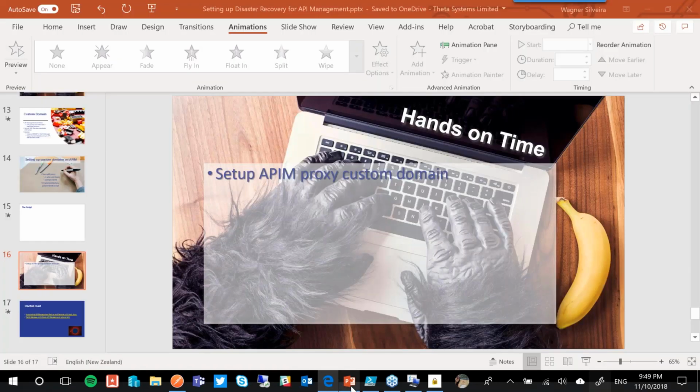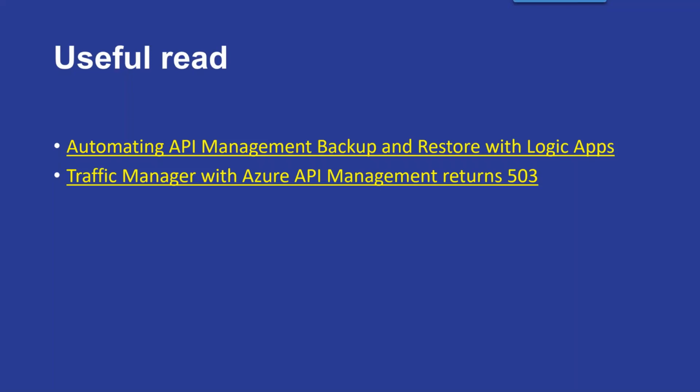So that's pretty much what I have for today. This process of automating the API management backup and restore, I wrote a blog about that. And the issues with Traffic Manager when it returns 403, I also wrote a blog post. So you should have enough information on those. And a copy of the script is there, as well as the logic app in a GitHub, so you can actually deploy it on your own subscription if you need to.